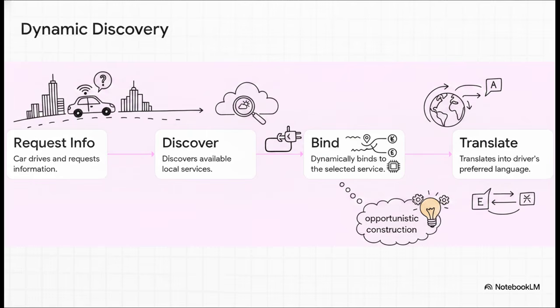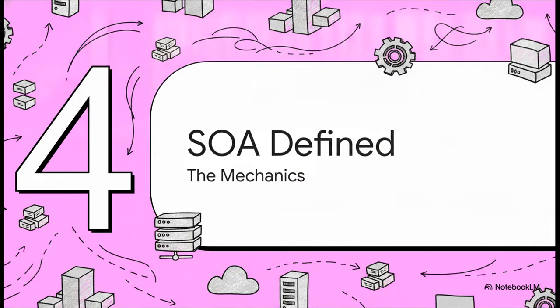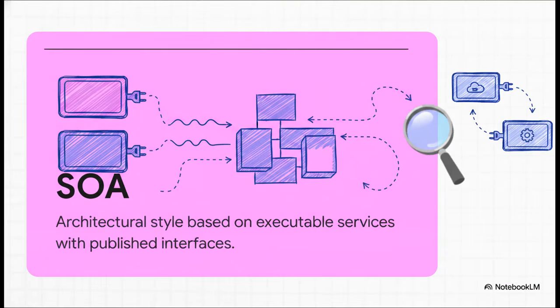All right, Section 4, Service-Oriented Architecture, or SOA, the mechanics. Now that we've seen opportunistic construction in action, let's define the actual architecture that makes these dynamic web services possible. Sticking to our academic rule of defining a concept before explaining it, let's look at the formal definition.